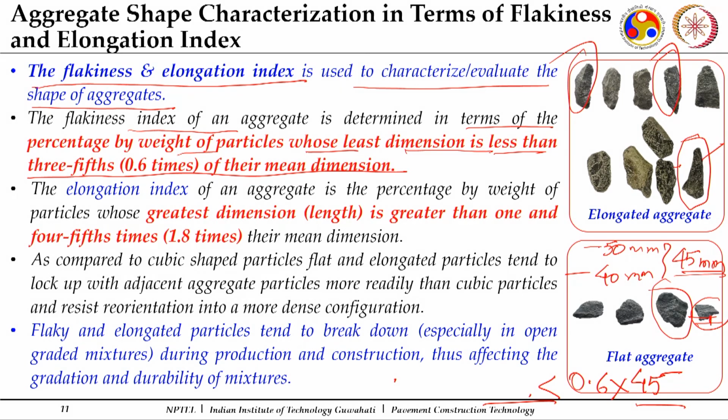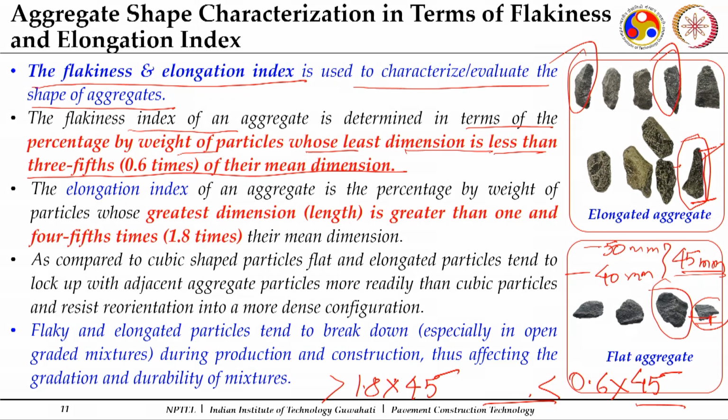For any particle in this range, it will become an elongated particle if its one dimension is more than 1.8 times of this mean dimension. This shows that one dimension is extensively or quite more compared to the other dimensions of that aggregate. Now, what is the problem with these kinds of aggregates? The interlocking. When a mix of these aggregates is prepared and compacted, it is important that the aggregates roll enough and get densely packed.